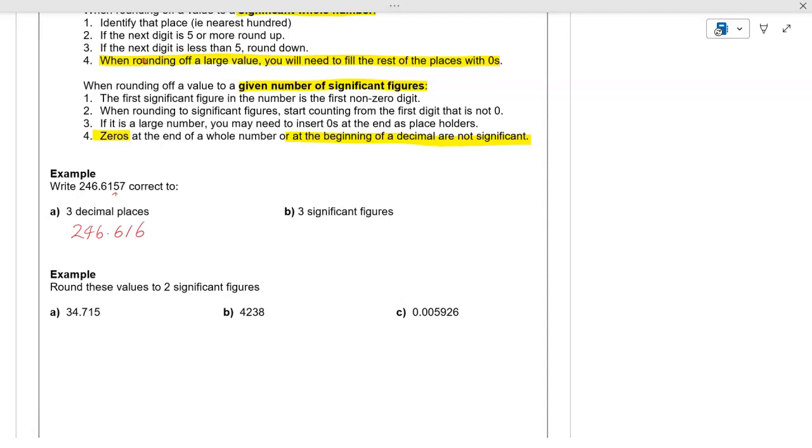Now this time it's to 3 significant figures. So I want my first 3 non-zero numbers from the left. So my first 3 non-zero numbers are these ones here. What I then look at is that next number. That next number is 5 or more, so I have to round the 1 up before it. So I get to 247. If you were to put .000, that's fine, but we don't need to because that's where our decimal place was.